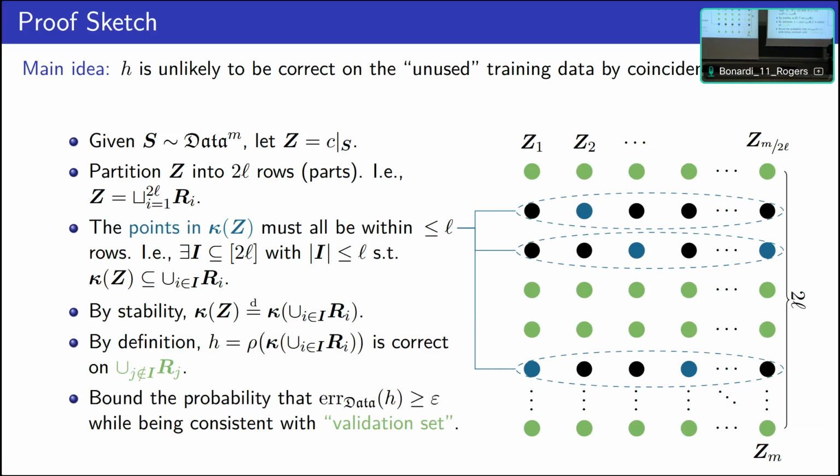So the idea from there is just to bound the probability that the obtained hypothesis has a high error rate, but still performs well in this validation set, in those untouched rows. So yeah, the idea is to bound that. It would be unlikely, right, that this happens, and then you can just union bound on the possible choices of I, and you pretty much get the result.